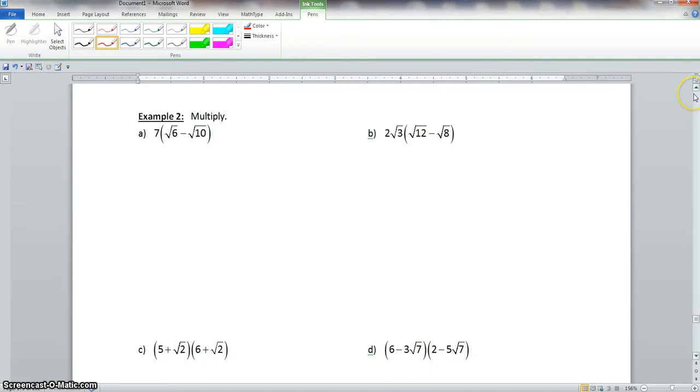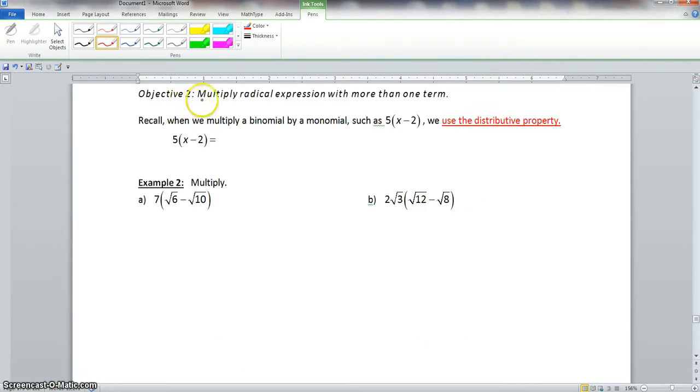Now we move on to the next page. It says objective 2, multiply radical expressions with more than one term. Recall, when we multiply a binomial by a monomial, such as 5 times the parenthesis x minus 2, we use the distributive property. So we have 5 times x minus 2, which is 5 times x plus 5 times the negative 2. 5 times x is 5x. 5 times the negative 2 would give us minus 10. And that would be the final answer here.